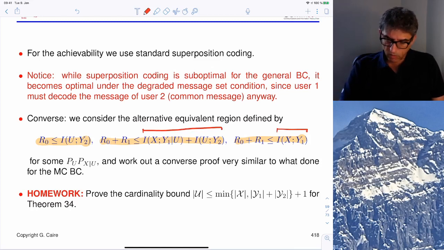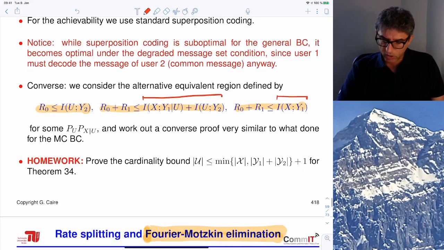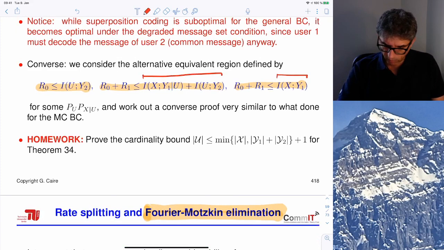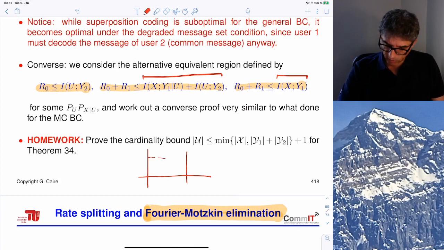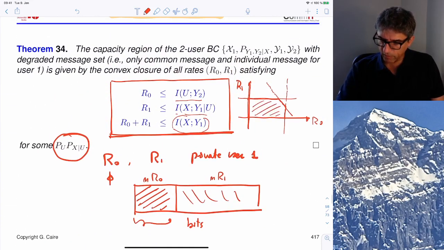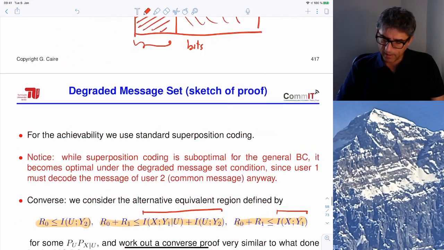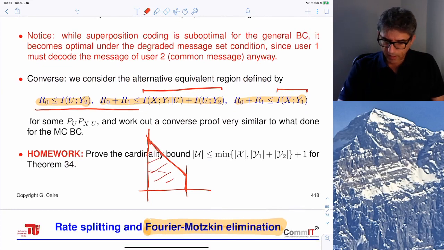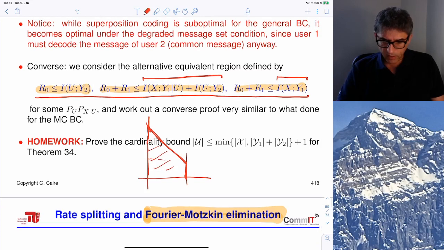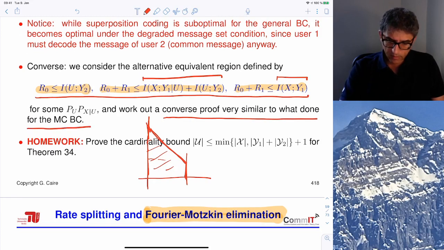So basically, you have regions that look similar. These regions are only of this shape. There is one inequality for R0, and then there is one inequality for the sum. So there are regions of, let's say, this kind. But it turns out that when you take the union of all possible distributions, the union of regions of this kind is the same as the union of regions of this kind. And when you take the convex closure of the union of all possible, that's another way of writing the region. And then basically the converse goes along a line very similar to what was done for the more capable case, and it also uses the Csiszár sum identity.